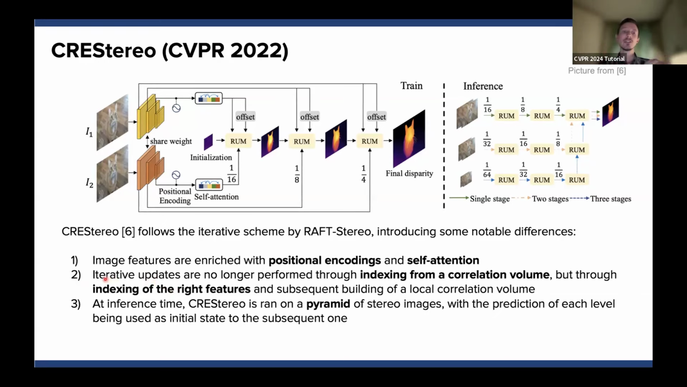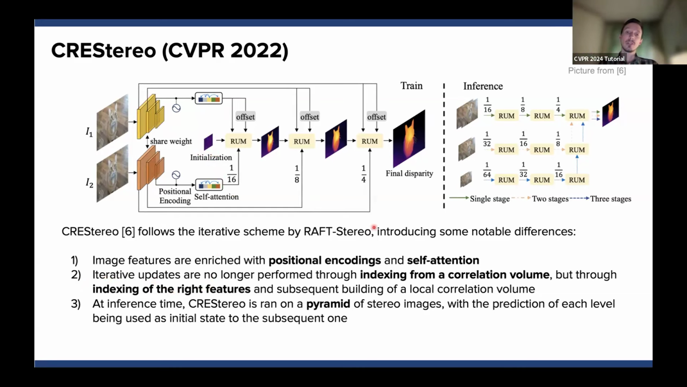So CREStereo no longer builds a single global cost volume, but it builds a local tiny cost volume. That means at any time, given the current state of CREStereo, so the current disparity map, we take the left features, we sample some features from the right image, and we use only these sampled features to build a local cost volume.